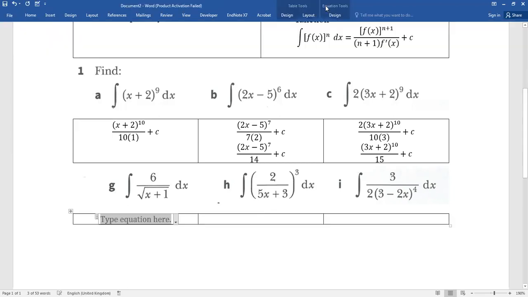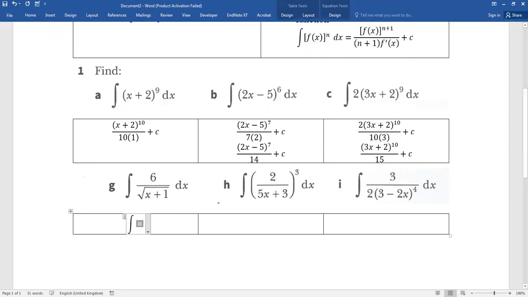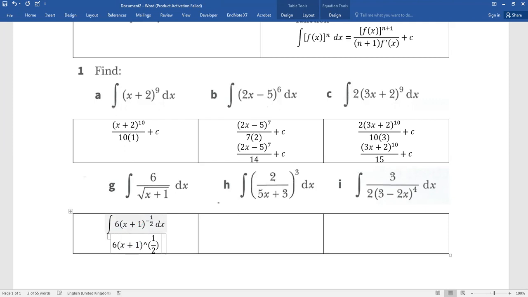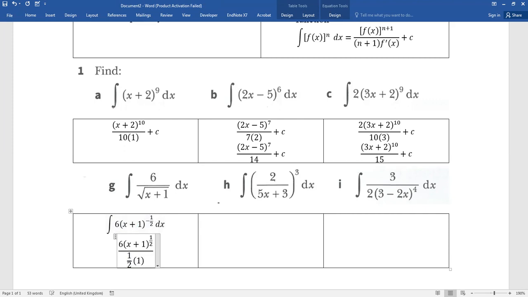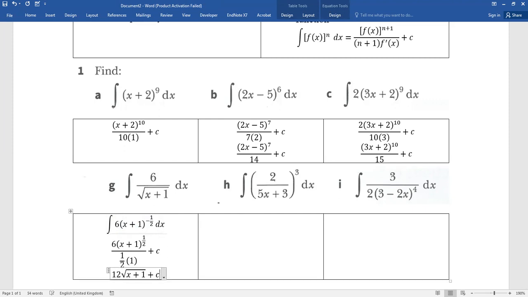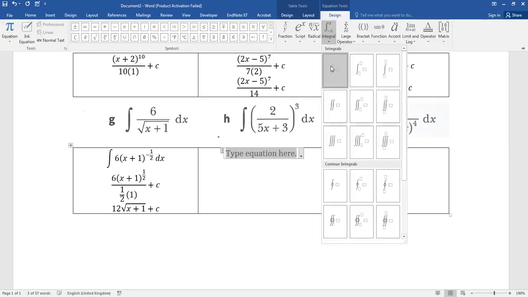First, before you integrate, make sure that you're consistent with the sign. This is 6 into x plus 1 to the power negative half dx. And now we decide to integrate. So for 6 into x plus 1 to the power negative half, I increase the power by 1, which becomes half, and I divide by half, plus c. So what do I get? 12 square root of x plus 1 plus c. Is this right? Yes, sir.